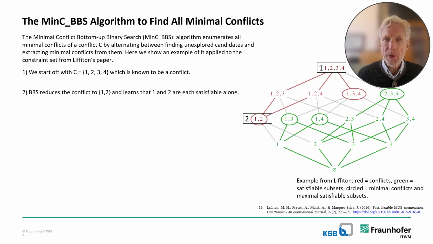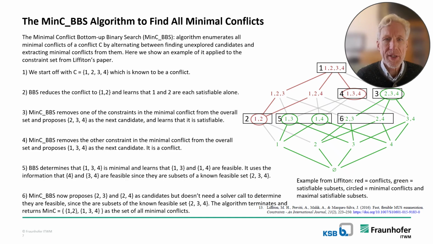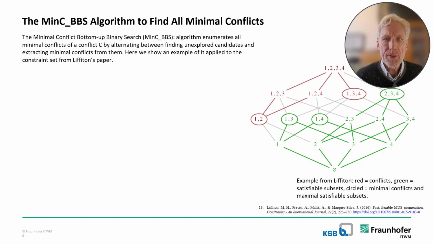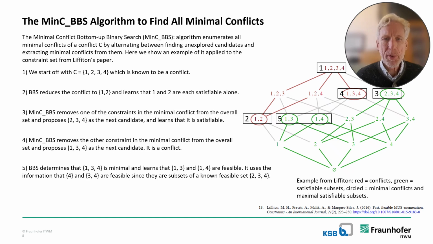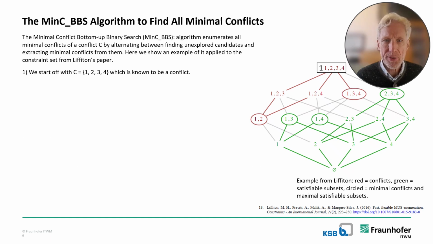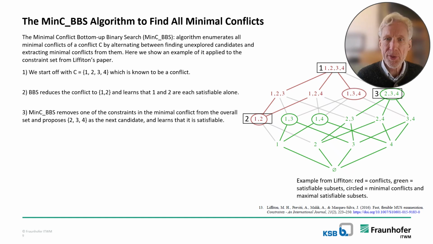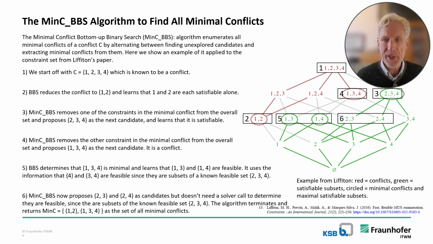The overall algorithm, which we demonstrate on this slide with the model presented in Lifferton's paper, starts by working on the complete conflict set, then proposes additional candidates by removing constraints from the minimal conflicts found so far from the overall set and checks their feasibility. When a conflict is found, it's reduced to a minimal conflict. The cycle continues until there are no more unexplored conflicts.